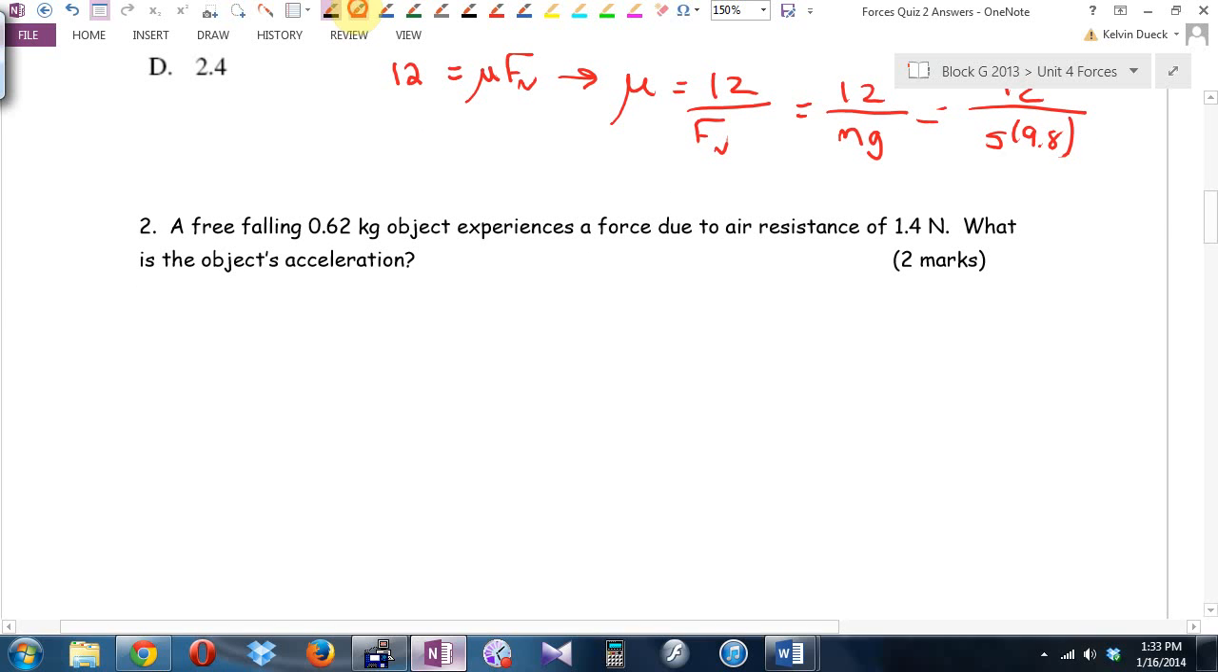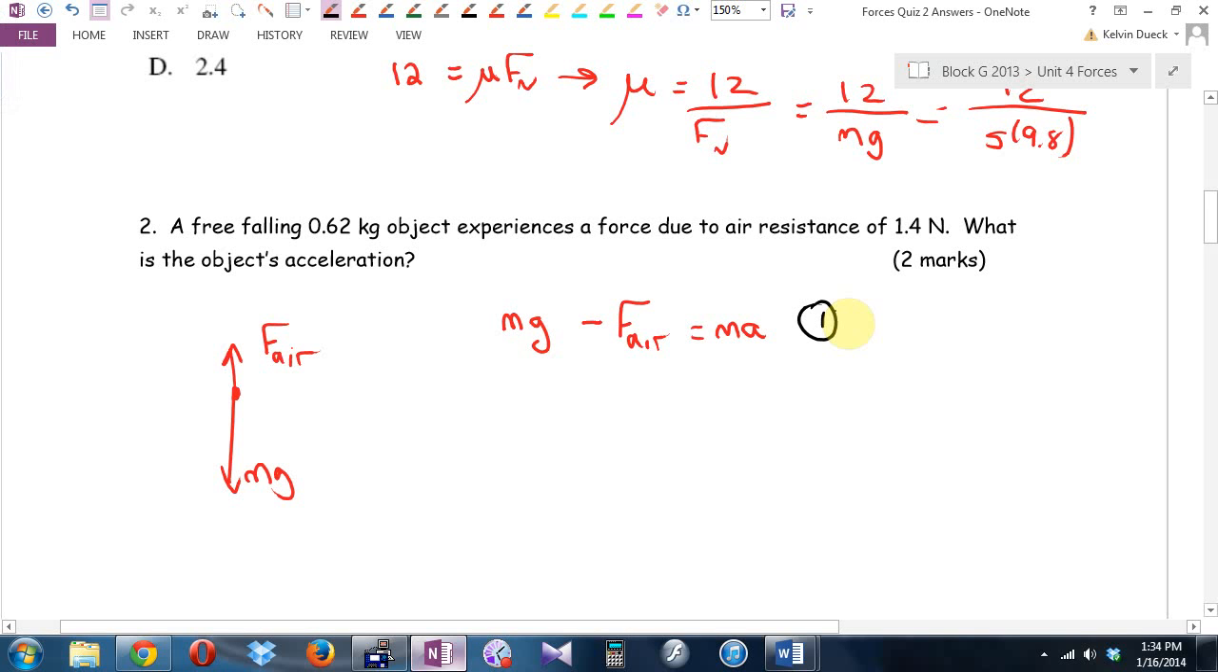2, a free-falling object experiences the forces of air resistance. I think we have gravity down. I think we have air resistance slowing it down. I think winning is gravity. I think losing is air resistance, and I think that equals ma. In fact, to me, that's so important. If I saw that, I'd give you 1 whole mark.